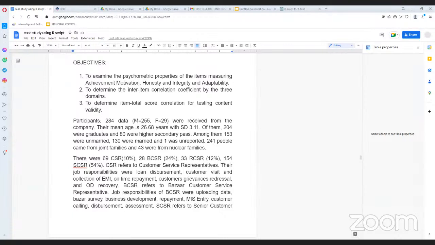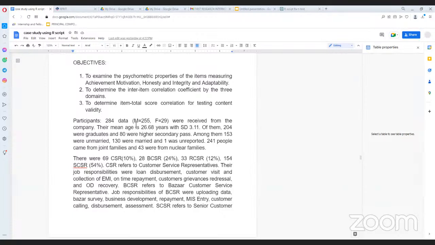241 people came from joint families and 43 were from nuclear families. There were 69 CSR, which is 24%, 28 BCSR, which is 10%, 33 RCSR, which is 12%, and 154 SCSR, which is 54%. CSR refers to customer service representatives.